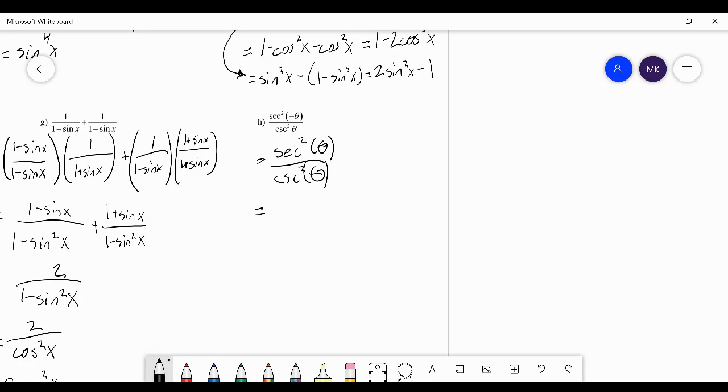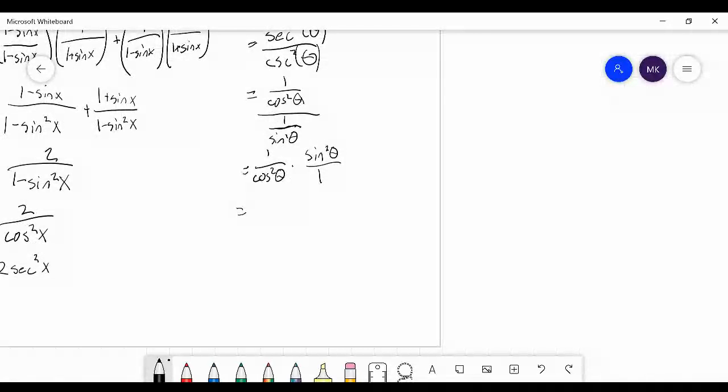Well, secant squared is 1 over cosine squared. Okay. And cosecant squared is 1 over sine squared. And when I divide by a fraction, that's just multiplying by the reciprocal. So I have 1 over cosine squared theta times sine squared theta over 1, which is just sine squared theta over cosine squared theta.